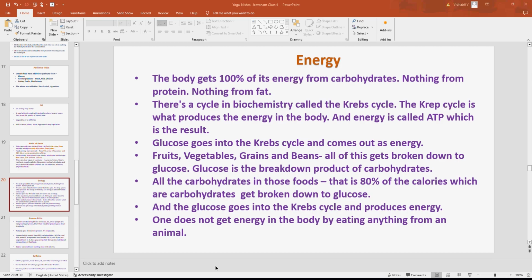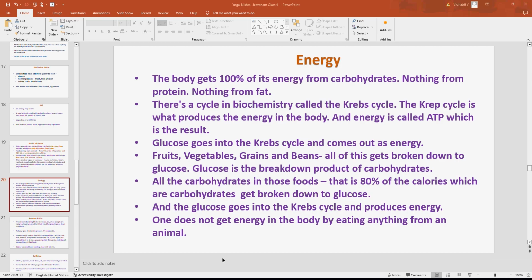But on the other hand, when you take animal products, which can be meat, chicken, fish, eggs, milk, cheese, any of these, the nutritional profile is 60-40.